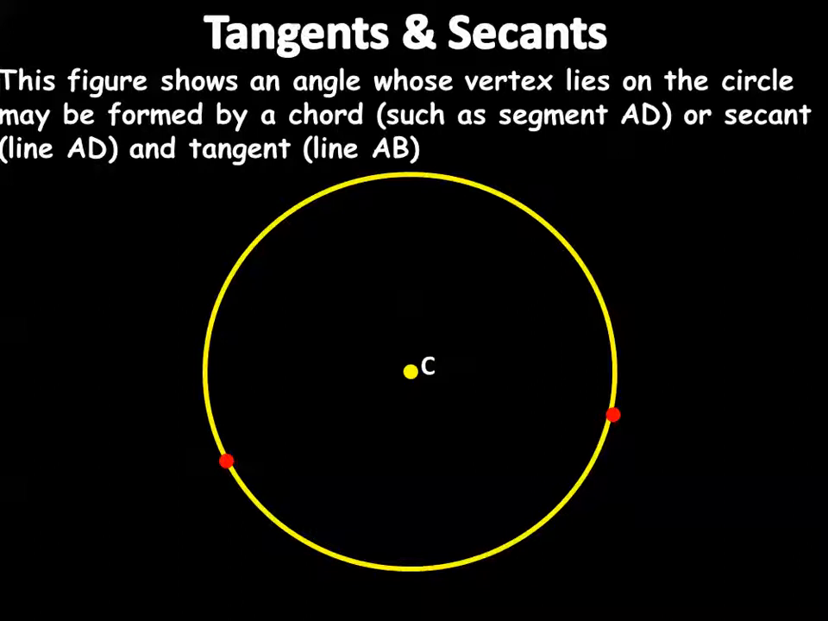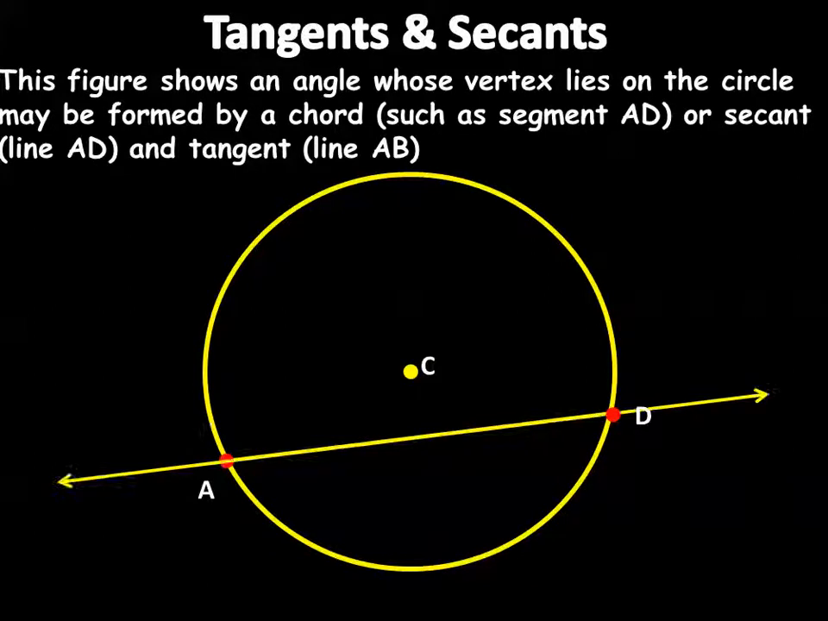We've learned in previous lessons about angles formed by two chords of a circle where the vertex was on the circle. Now we're going to consider other possibilities involving tangents, secants, and chords. This figure shows an angle whose vertex lies on the circle. It may be formed by a chord, such as segment AD, or secant, which is line AD, and a tangent line AB. And you can see the angle that's formed right here.